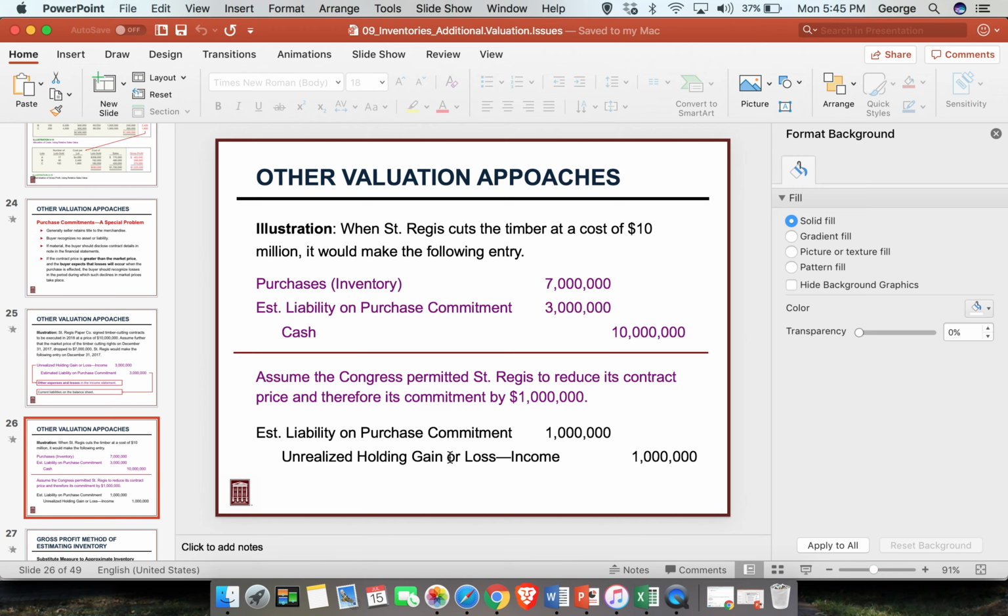So we have an unrealized gain here of $1 million because Congress is allowing St. Regis to reduce their contract price and their commitment by $1 million. So that benefits us, so that we won't be on the hook for the whole $3 million, but only $2 million.